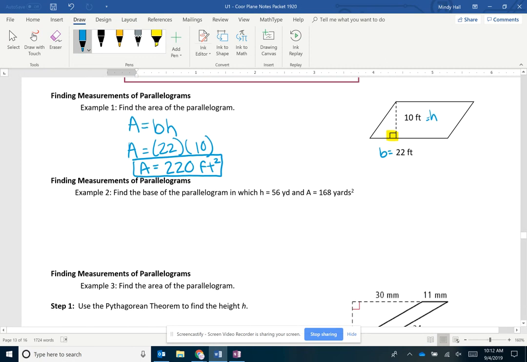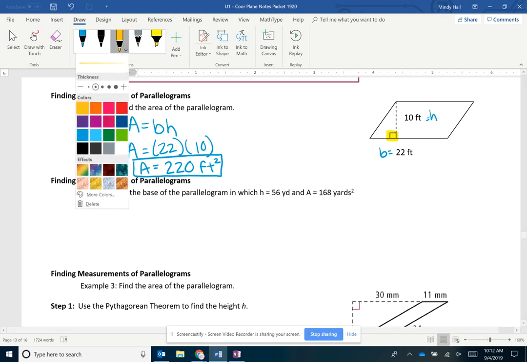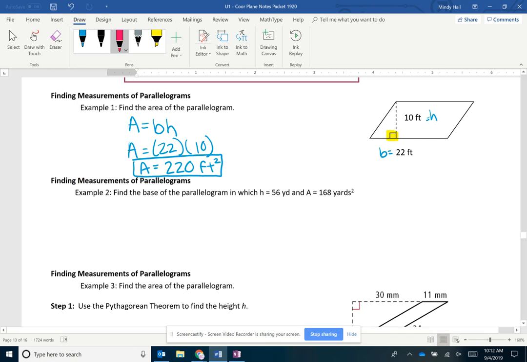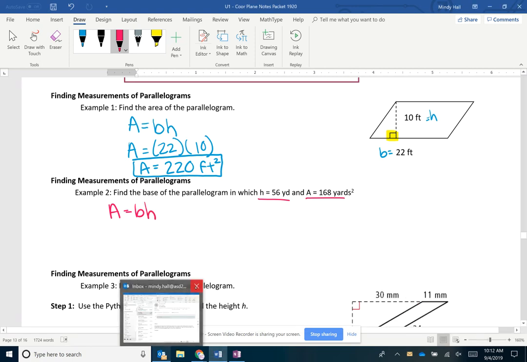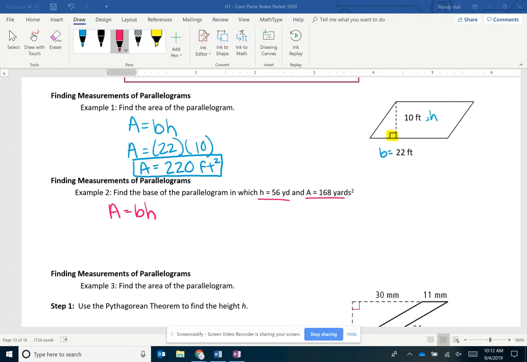So if you are not given your length specifically and maybe you have to solve for something else, we want to find the base of a parallelogram with a height of 56 and an area of 168. So if you use that formula, you just plug in what you know. And I need to X out of that. Boom, gone.